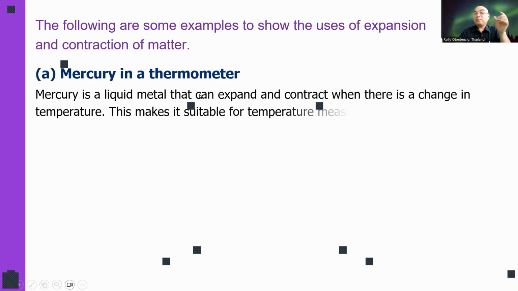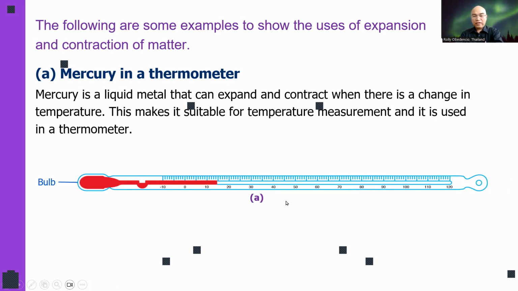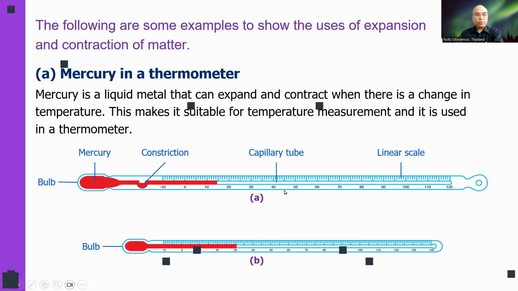A. Mercury in a thermometer. Mercury is a liquid metal that can expand and contract when there is a change in temperature. This makes it suitable for temperature measurement, and it is used in a thermometer. You see that one here? Look at how mercury helps us understand the expansion and the contraction.